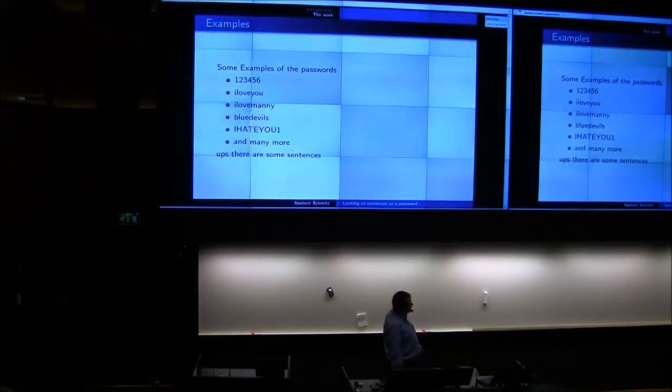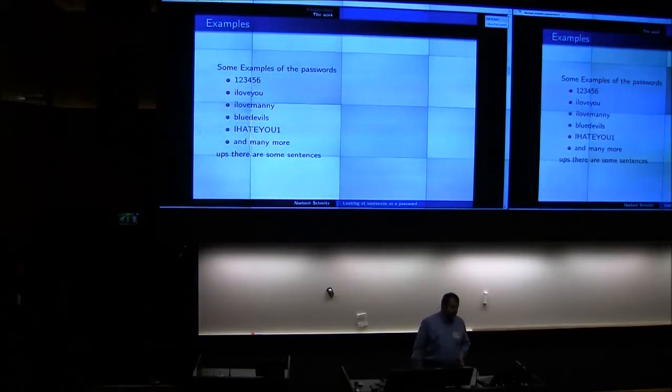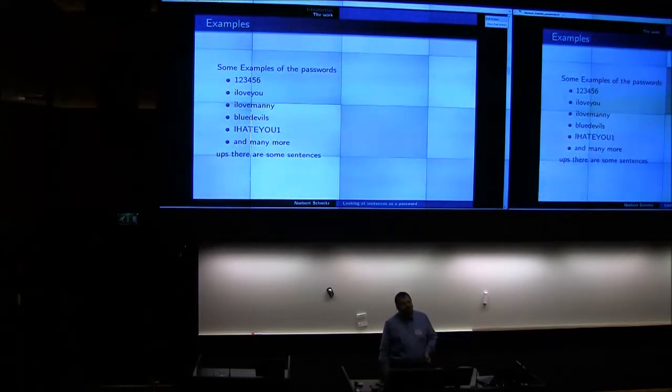I have here some examples of passwords which are in them. The first one is the top 1 password: 1, 2, 3, 4, 5, 6. Other passwords which make us a little bit curious were I love you, I love many, Blue Devil, I hate you, one, and some other passwords which were clearly combined out of several words. And then at some point we saw, oops, there might be sentences, there might be something interesting to look at.